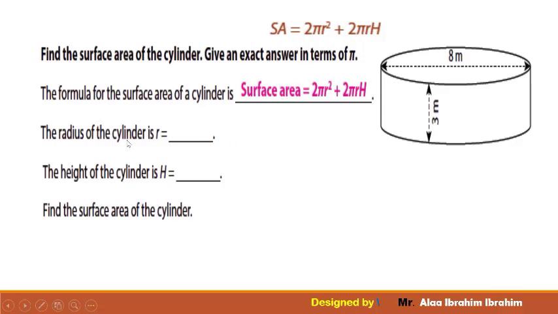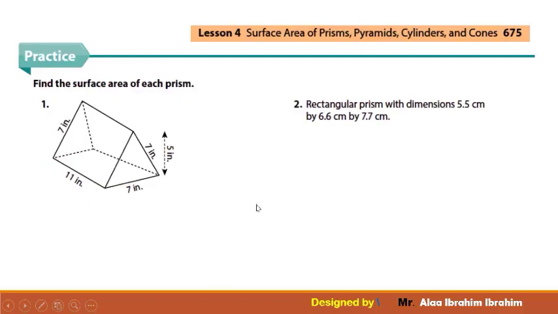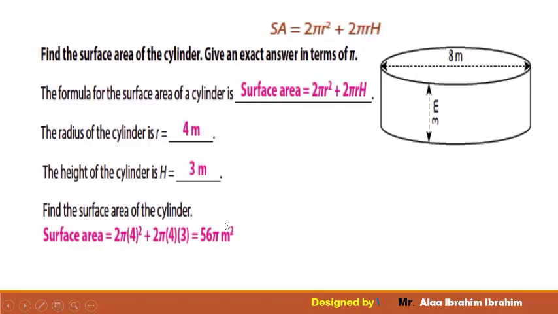Now we're going to the radius and length. I told you we divide by 2, so we have 4, and my height here is 3. Now I'm ready to put everything in my formula. 2 times pi times r is 4, 4 squared, then 2 times pi times 4 times 3. Then we have this result: 56 pi.